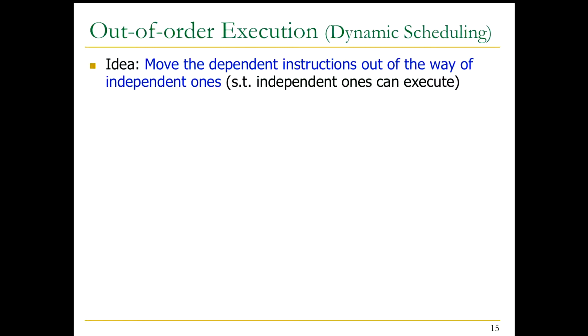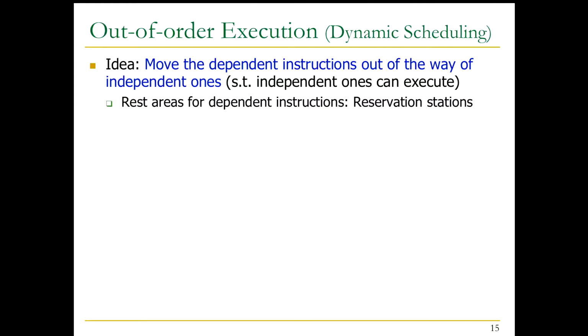So I think of this as rest areas for dependent instructions, right? If you're on the highway driving a car, and you have one lane, let's say, if you need to rest, you don't just stop the car in the middle of the highway, right? Stopping the car in the middle of the highway means everybody gets backed up. Just like we did in the in-order execution, right? That instruction needed some rest.